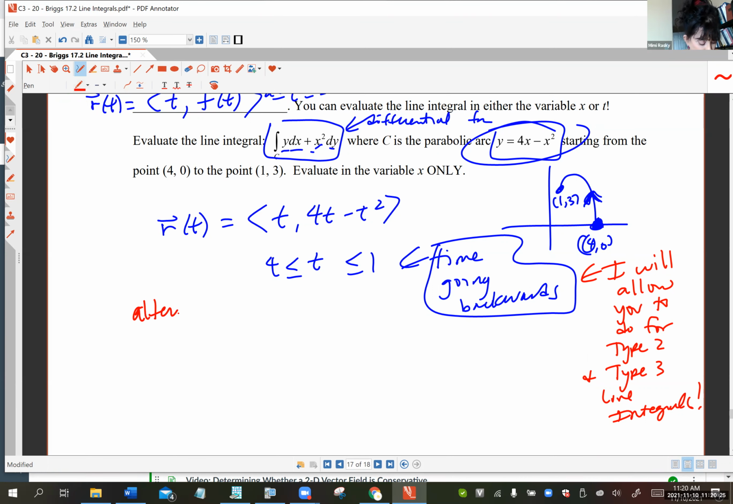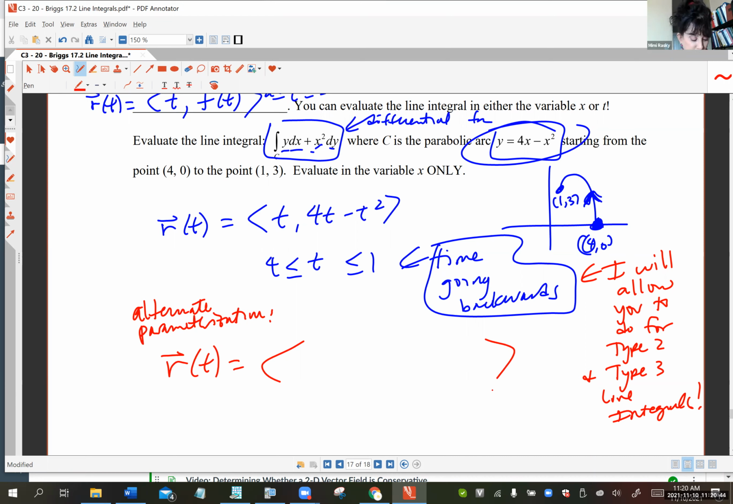So an alternate parameterization, if you're like, well, I don't like time going backwards, I'm a purist. Okay, I don't want to argue with purists, all right? Let's say you want your time going forwards. You know, time can't go from 4 seconds to 1 second.